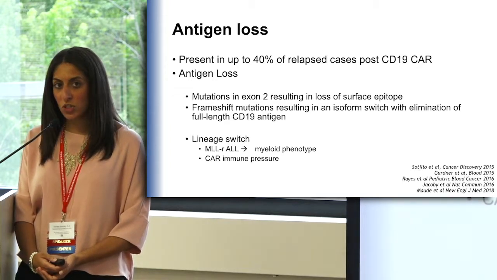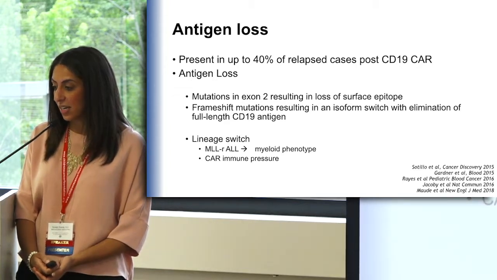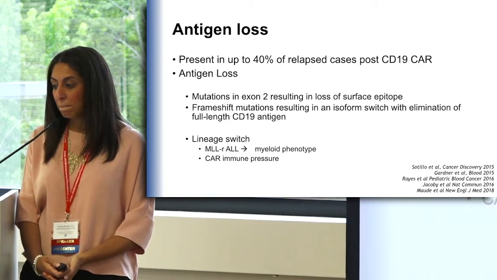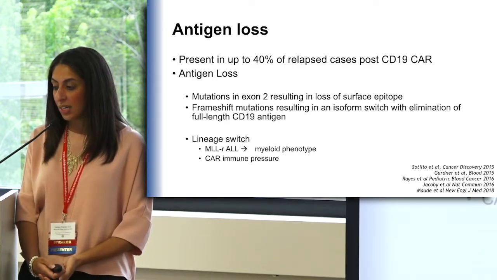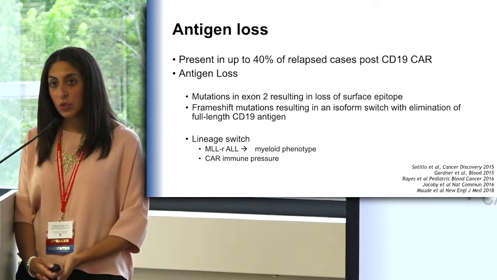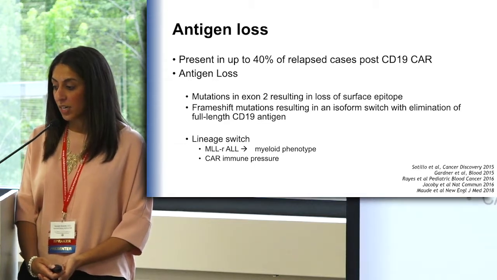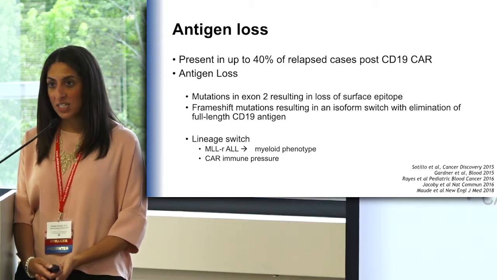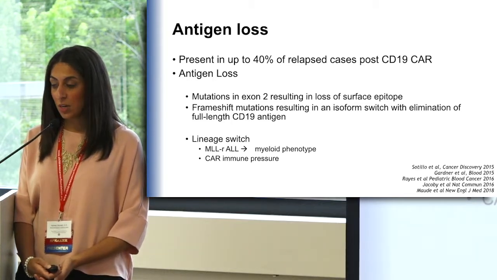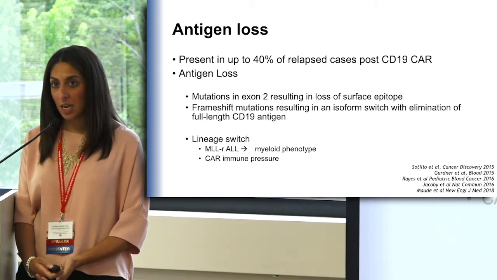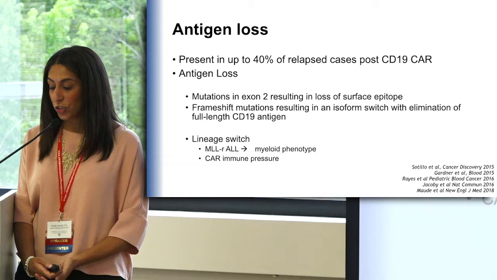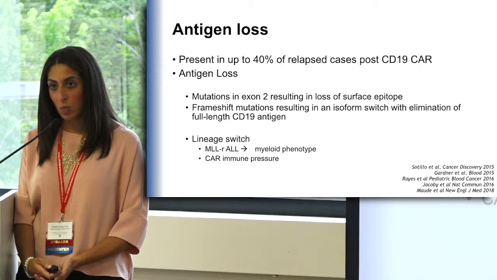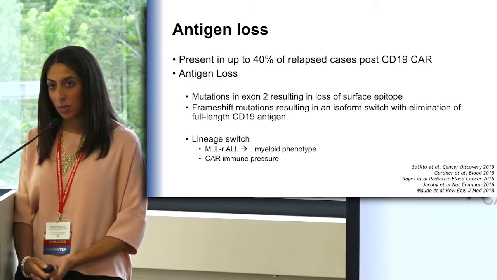There's nothing for them to actually target. Additionally, some isoform switch was being investigated in frameshift mutations where the full length of the CD19 antigen was no longer present. And then Seattle and our group at the NCI demonstrated that lineage switch was occurring in some patients. Dr. Gardner demonstrated that in MLL rearranged patients with ALL, after being treated with CD19 CAR therapy, those patients that relapsed had myeloid phenotype at the time of relapse. And Dr. Jacoby and Terry Fry's lab demonstrated that CAR immune pressure was enough to create a myeloid phenotype switch.